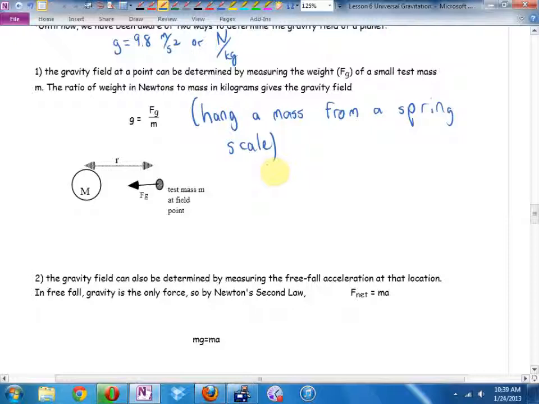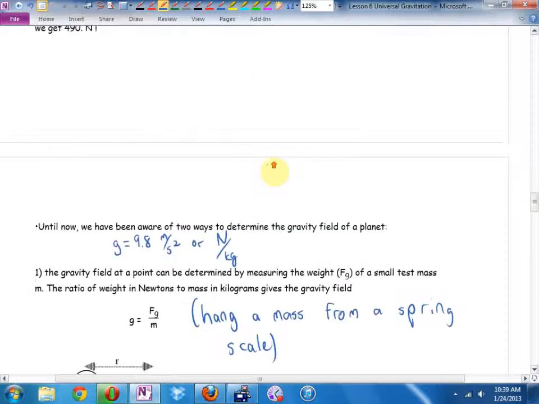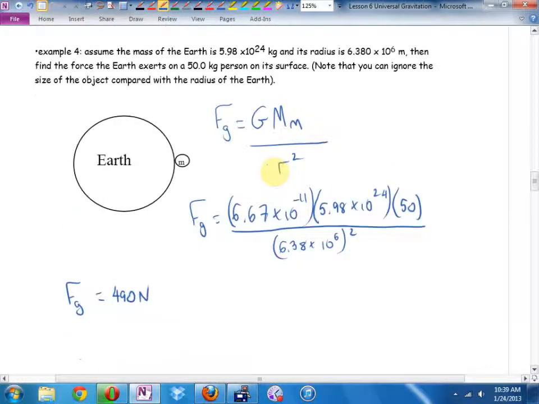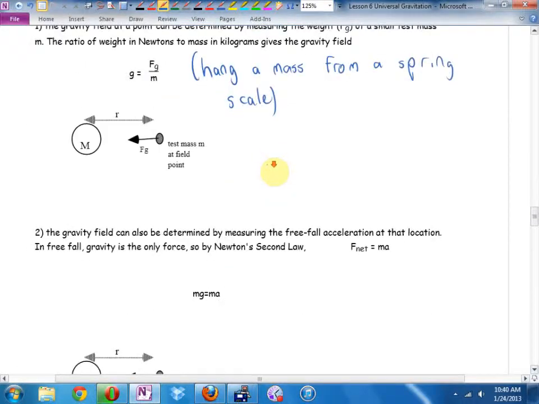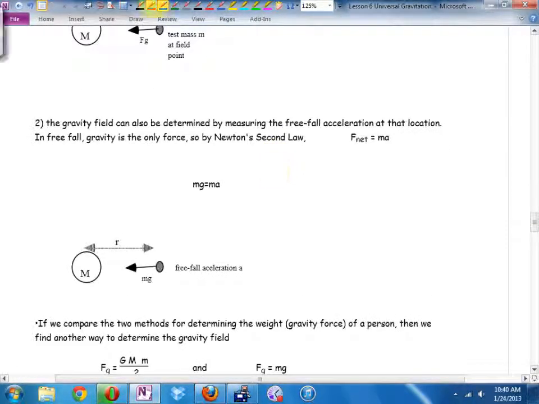There's a third method. And it comes out of the fact that we can calculate gravity on a planet like this, but we can also calculate gravity on a planet like mg. It comes out of this idea here. I think I can safely say that gravity equals gravity. Anything wrong with that? No.